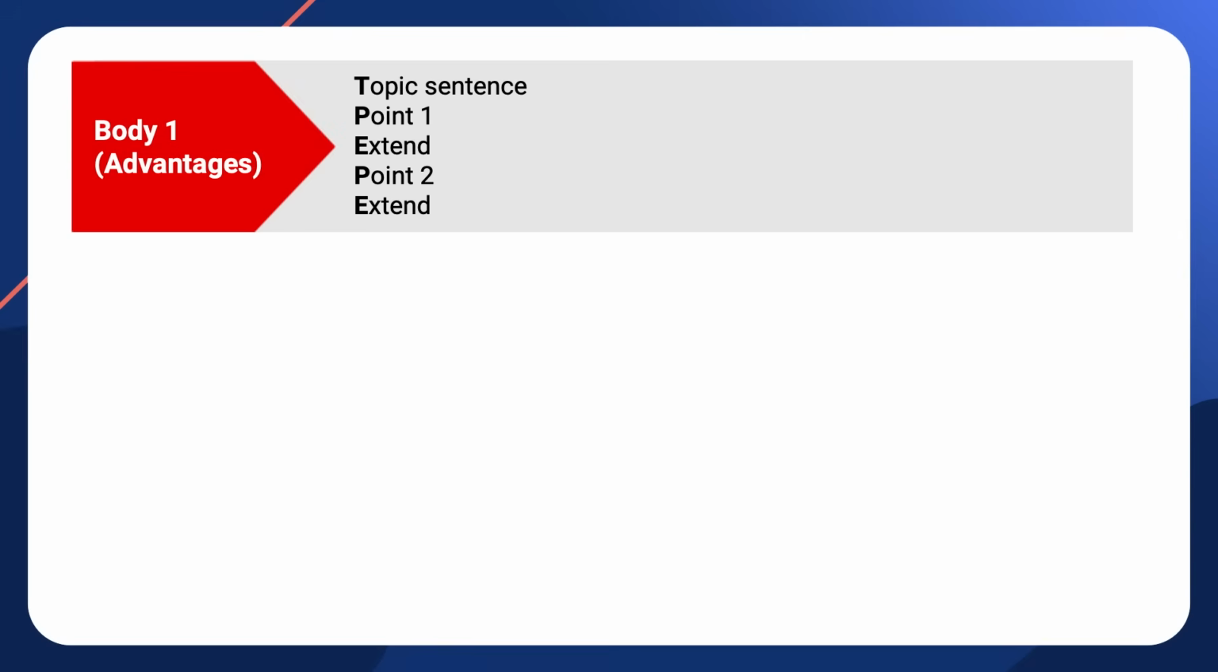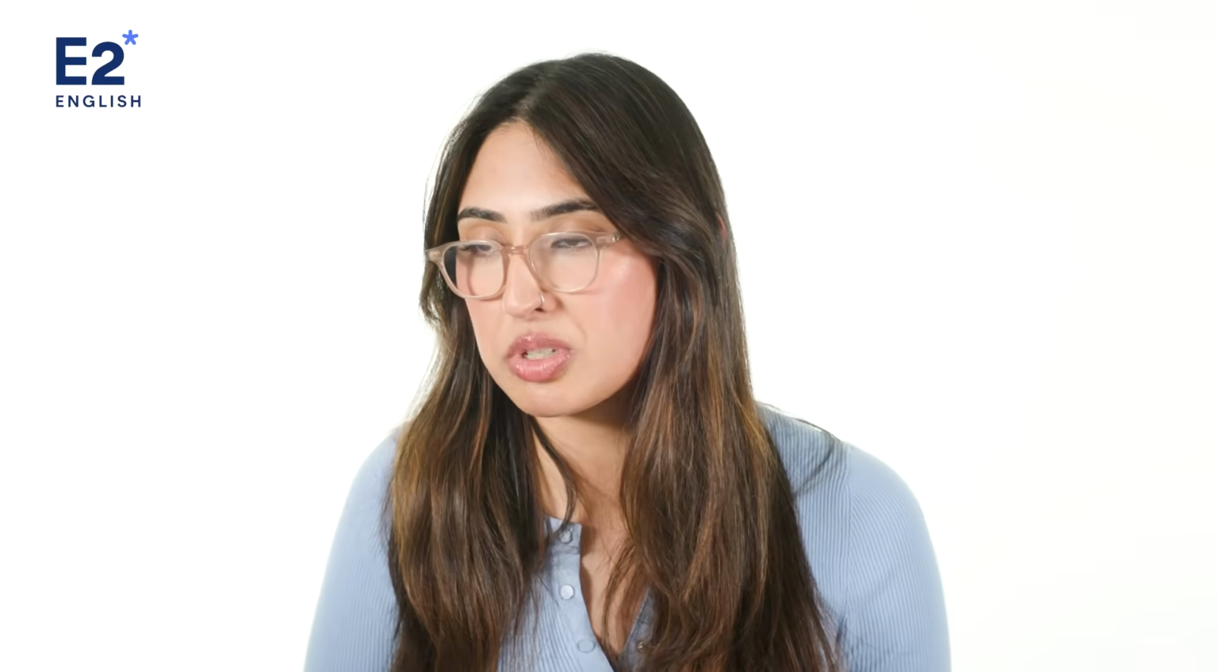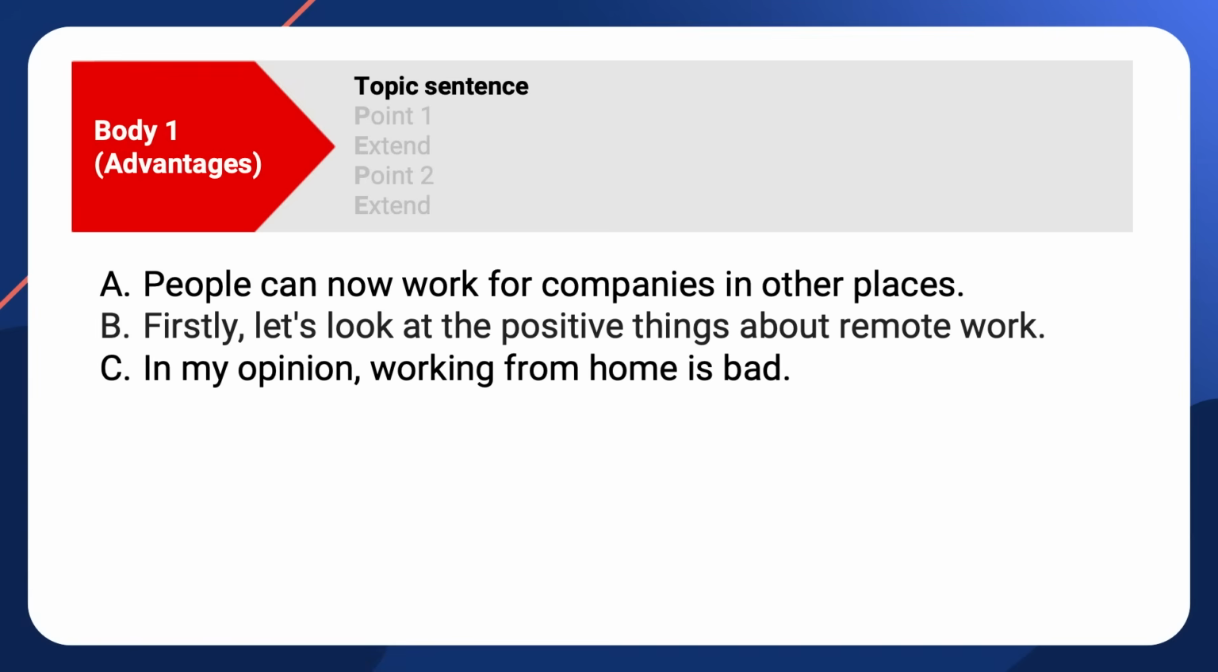We're now ready to begin writing our first body paragraph about the advantages. Recall the double idea paragraph structure here at the top, and we're going to begin with our topic sentence. So, which option is the best topic sentence? Let us know now. I'm going to give you 3 options, A, B, or C, and I'll read them to you now. A, people can now work for companies in other places. B, firstly, let's look at the positive things about remote work. Or C, in my opinion, working from home is bad.